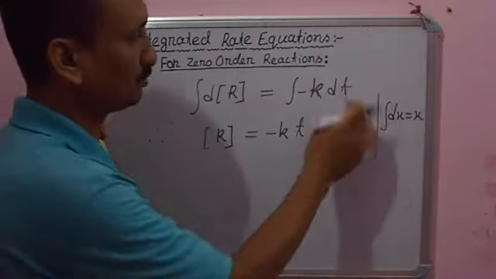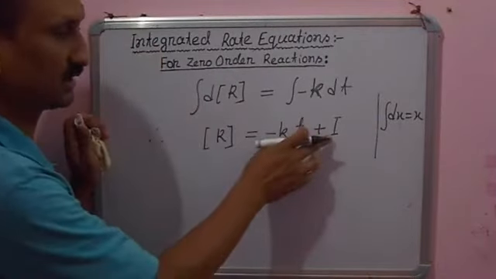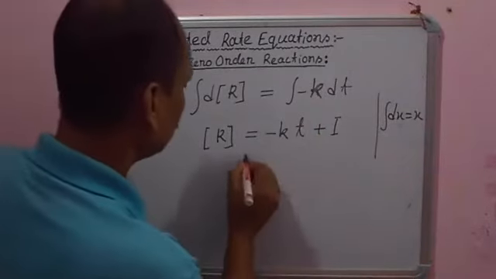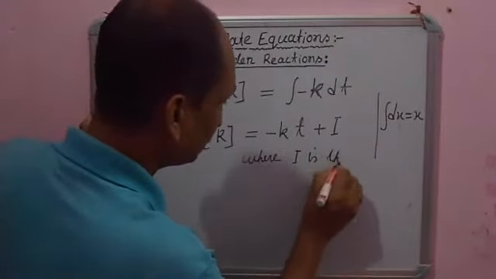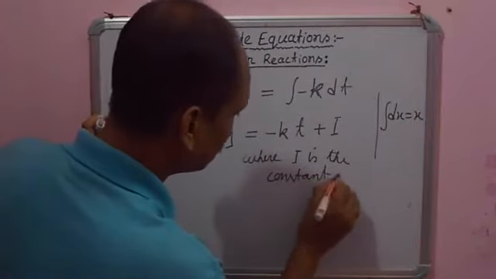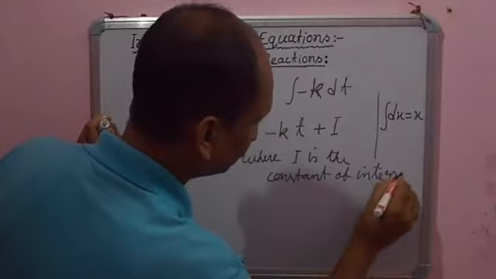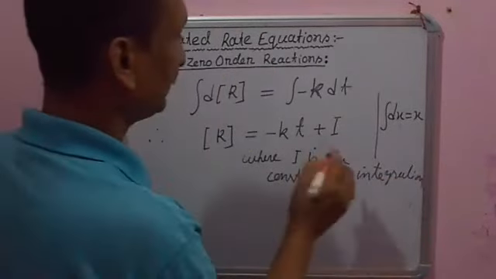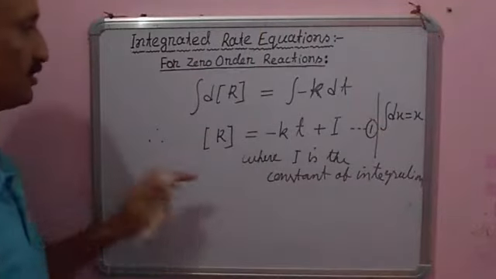Whenever we do the integration, that constant comes automatically, so just remember that. Here I is the constant of integration, and this is equation 1: [R] equals minus kt plus I.